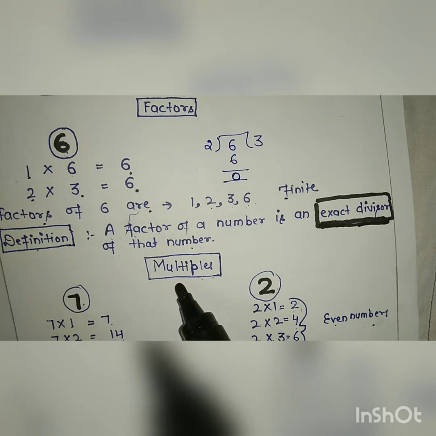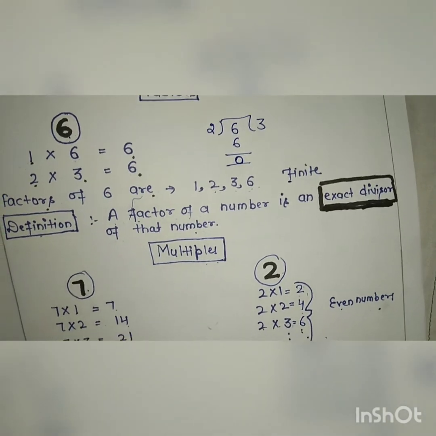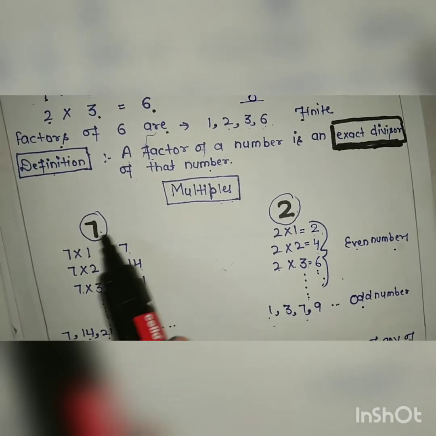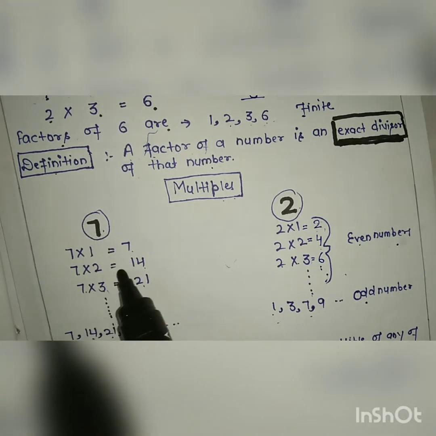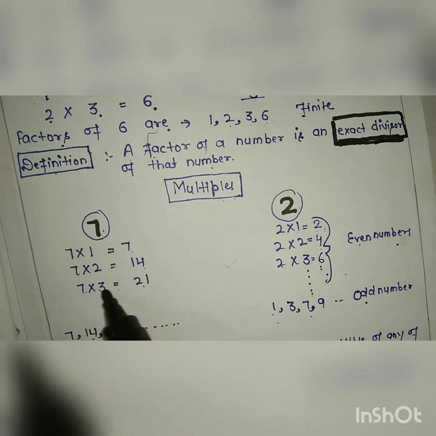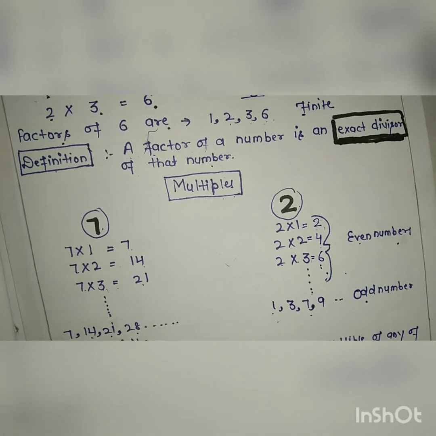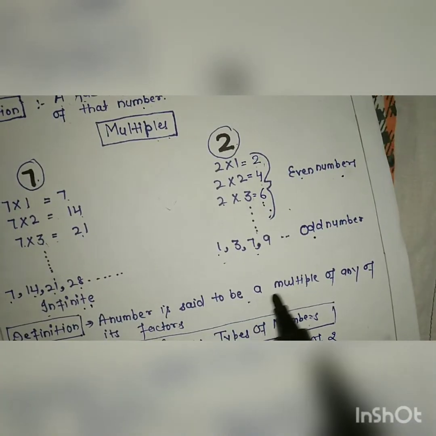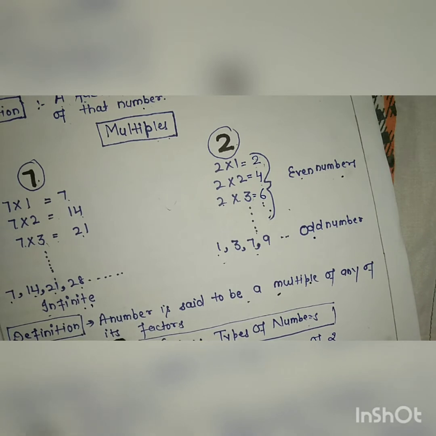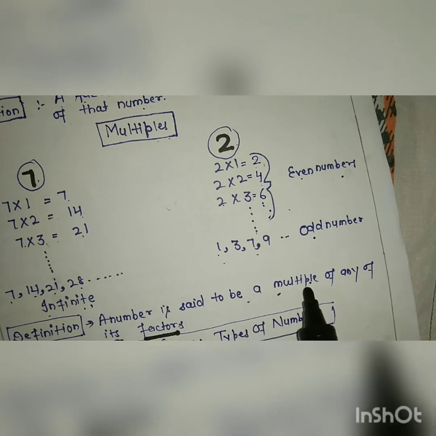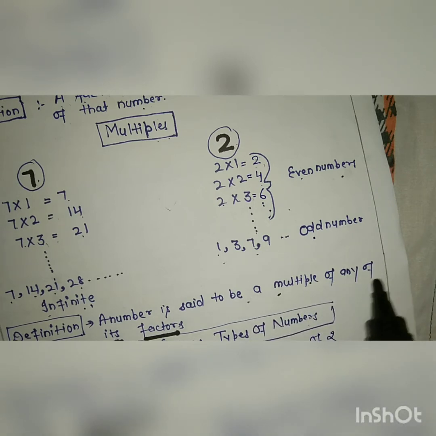Now about multiples. What is a multiple? See, 7 into 1 is equal to 7. 7 into 2 is equal to 14. 7 into 3 is equal to 21. So it goes on. A number is said to be a multiple of any of its factors.